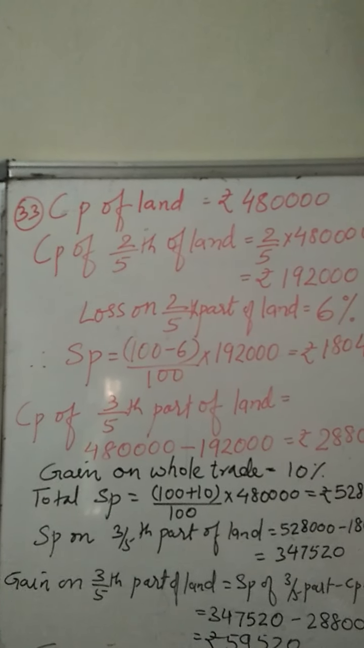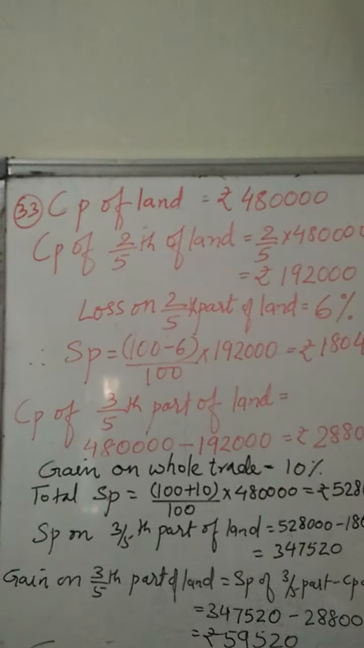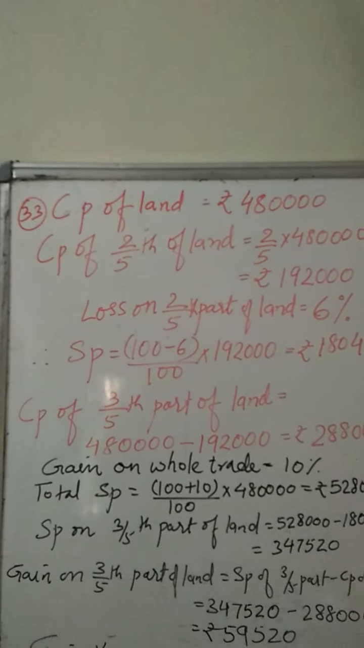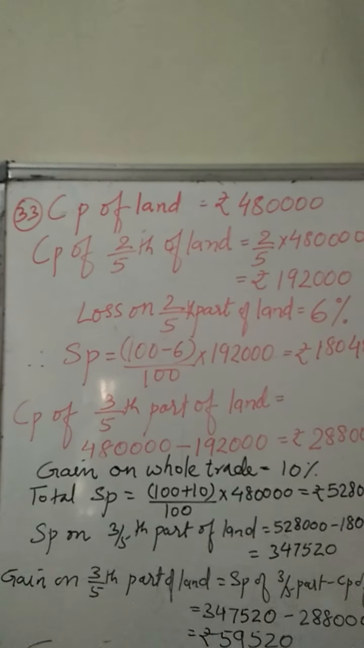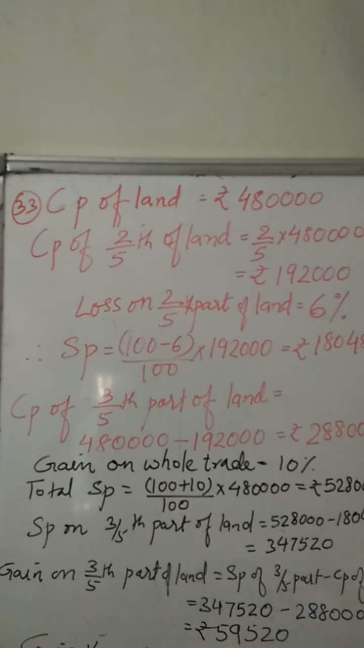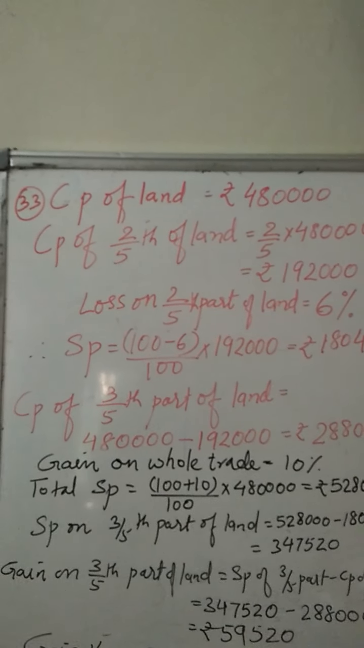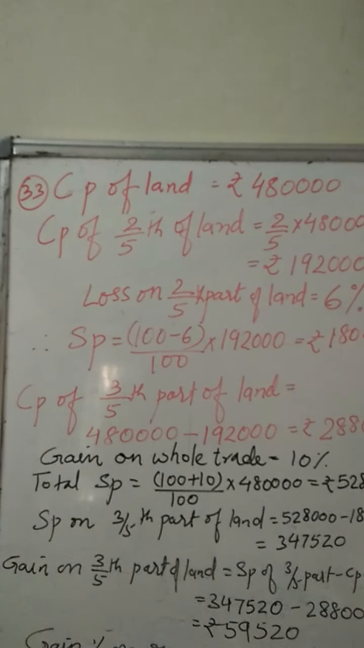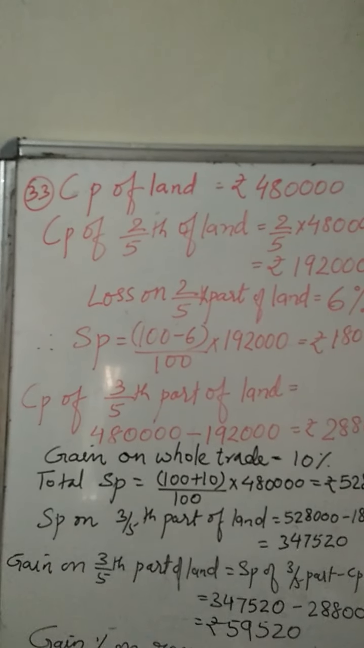Ahmed buys a plot of land for rupees 4,80,000. He sells 2/5 of it at a loss of 6%. At what gain percent should he sell the remaining part of the plot to gain 10% on the whole transaction? Now we have to calculate what gain percent on the remaining part. So let us do step by step.